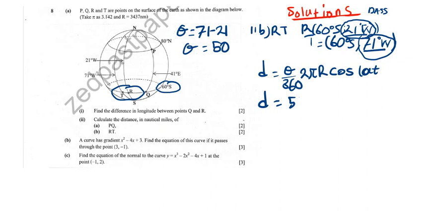So you say 50 degrees over 360 degrees multiplied by 2 multiplied by 3.142 multiplied by, now our radius, it is 3437 multiplied by cos. Now our latitude, remember they are sharing the same latitude, so you just get a 60 there, so it will be a 60 there.